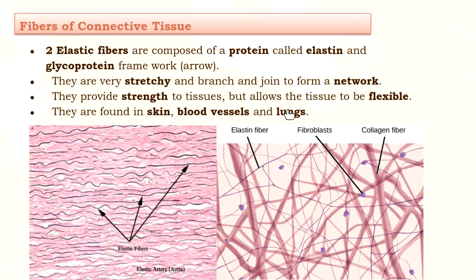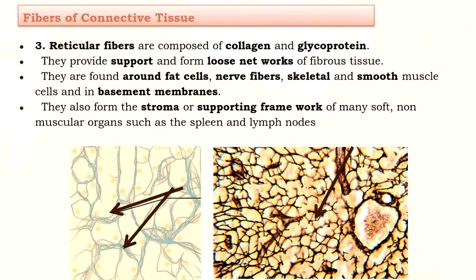In the first picture, can you see clearly? Here, the thin appearing, dark blue appearing are the elastic fibers, whereas the pink appearing bundles are the collagen fibers. I think it's clear. The flexibility is provided by the elastic fiber and they are located in the skin, blood vessels, and lungs. The next fiber is the reticular type of fiber. The reticular fibers are composed of collagen and glycoprotein. They provide support and form a loose network of the fibrous tissue.